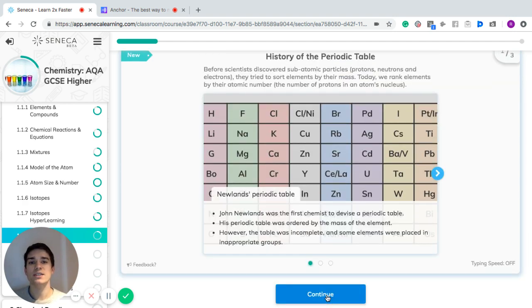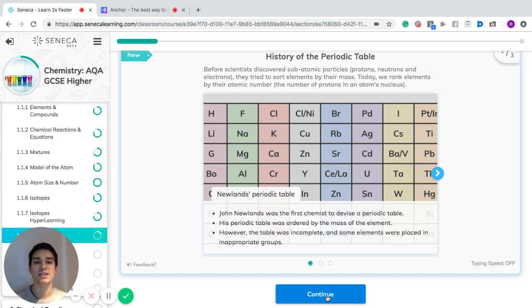Before scientists discovered subatomic particles, those are the protons, neutrons, and electrons, they tried to sort elements by their mass. Today we rank elements by their atomic number, which is the number of protons in an atom's nucleus. John Newlands was the first chemist to devise the periodic table, and his table was devised by order of mass of the elements.